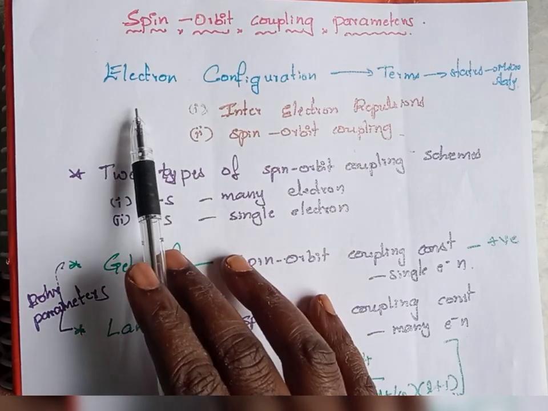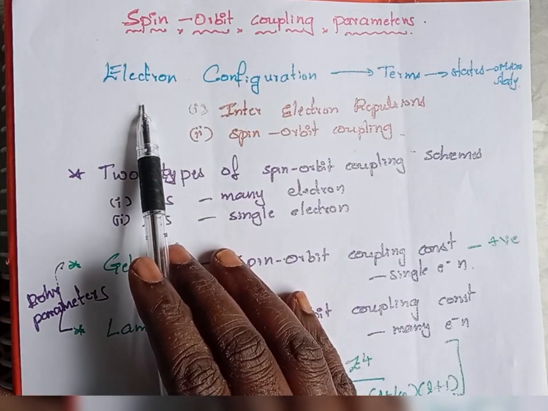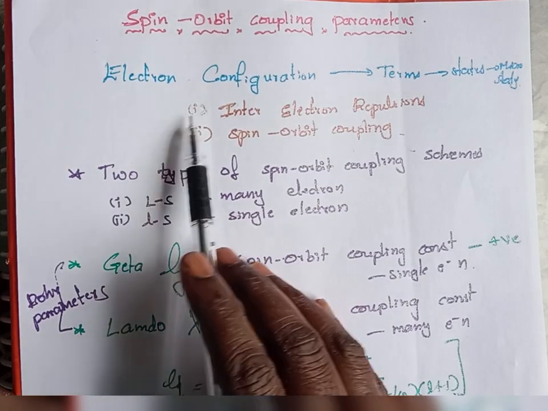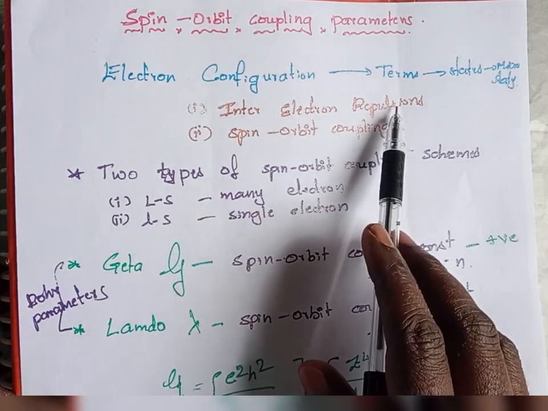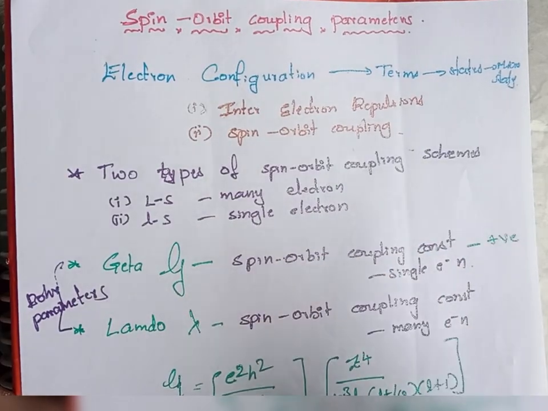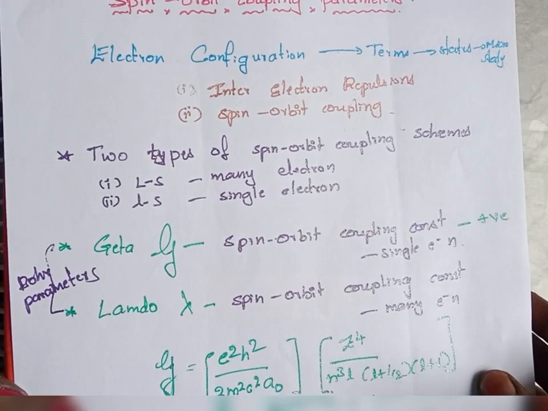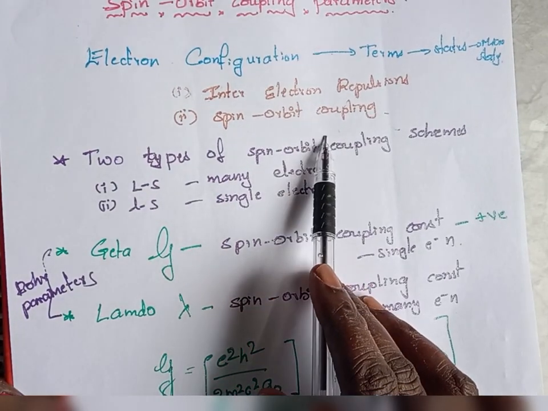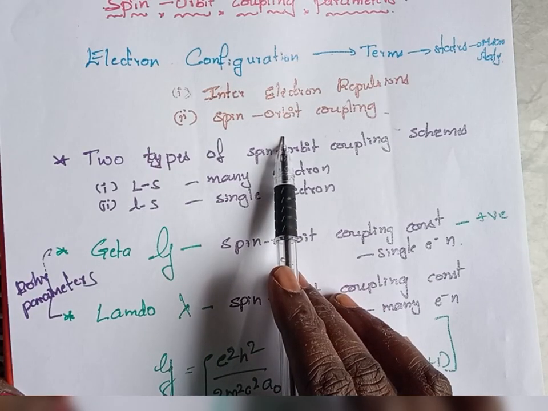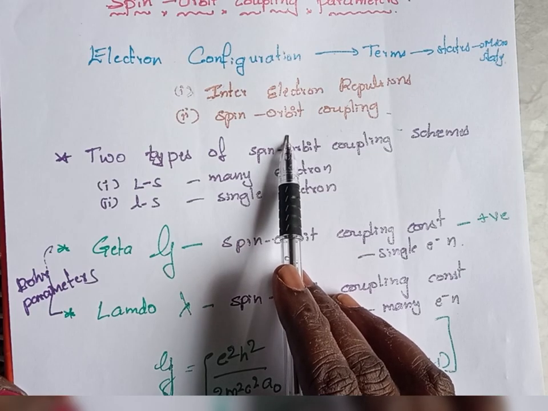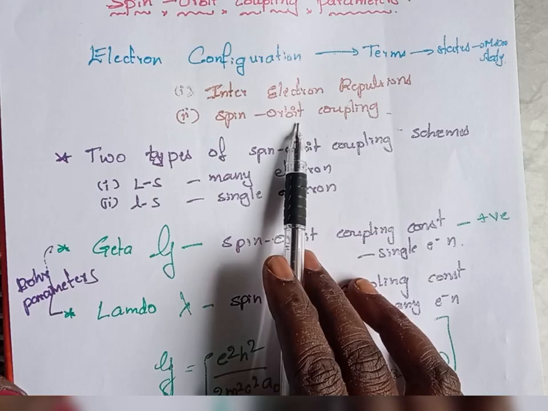And why is the electron configuration of an atomic system splitting into energy levels? There are two causes, right? One cause is inter-electron repulsion, which we have already discussed, and the other one is spin orbit coupling. So the spin orbit coupling is the coupling of spin angular momentum and orbital angular momentum. Due to this, a perturbation in the electron configuration will happen. Therefore, the degenerate state will split into different energy levels.